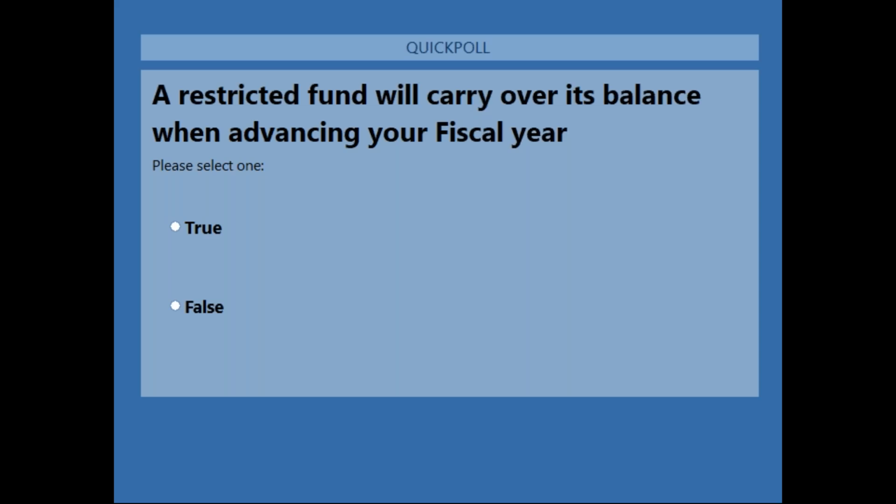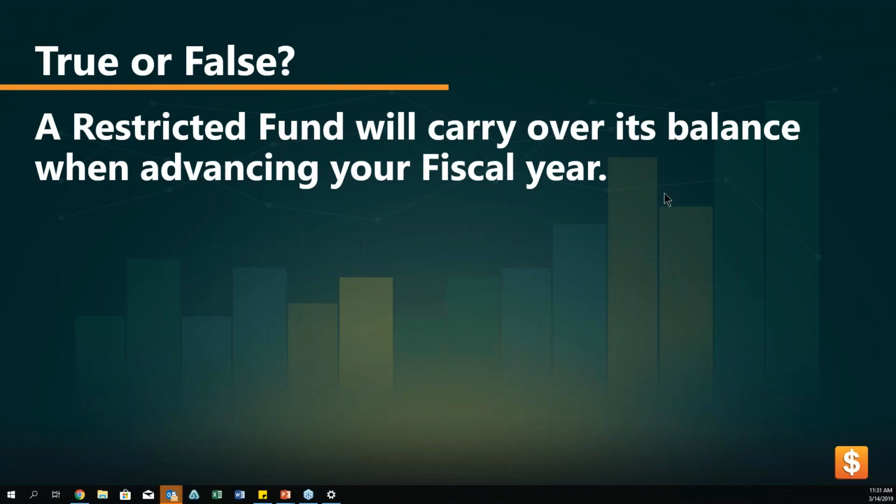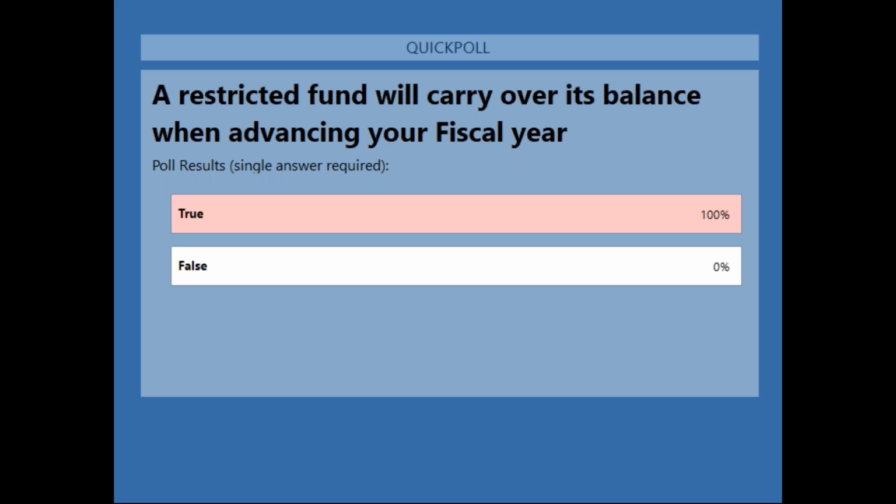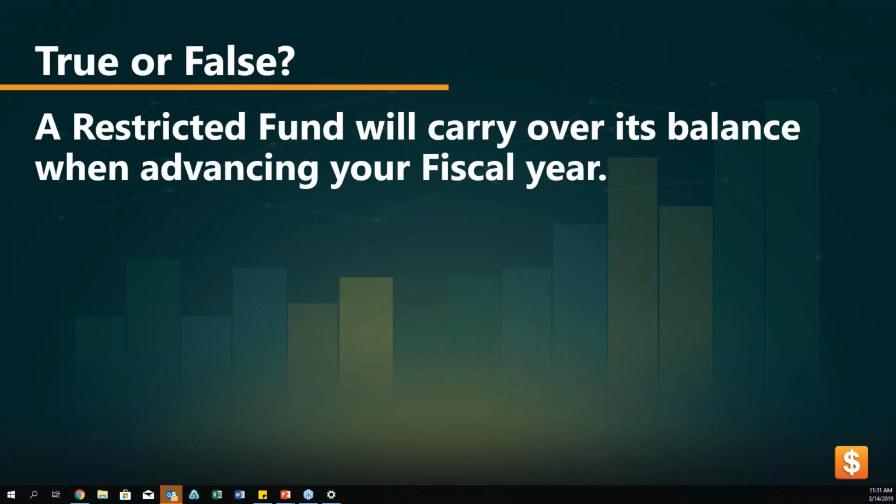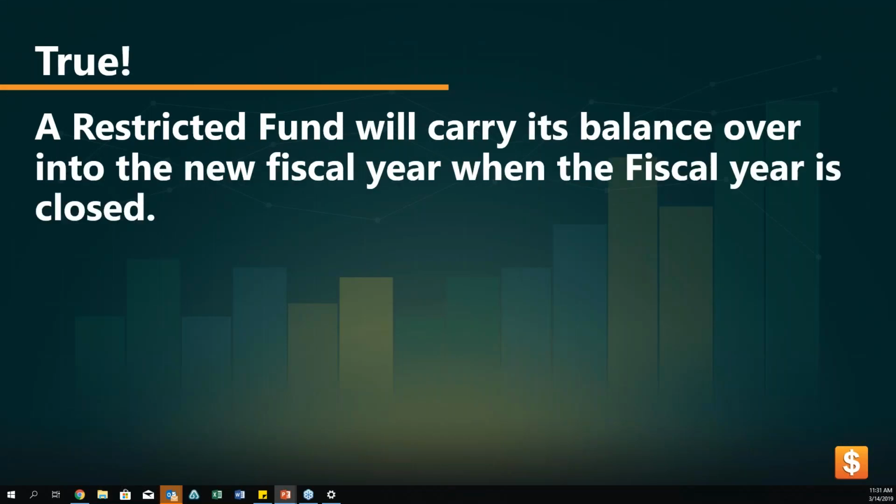Okay, I'm going to go ahead and close the poll and share the results. So we were unanimous once again. 100% of the people said true. So we'll hide the results and share the answer. And the answer is true. A restricted fund will carry its balance over into the new fiscal or finance year when the fiscal or finance year is closed. Good job, everyone.